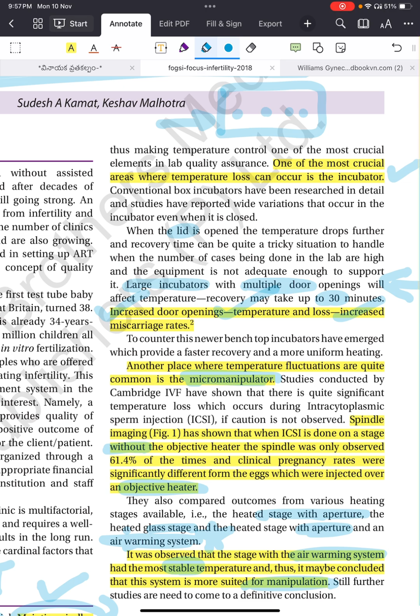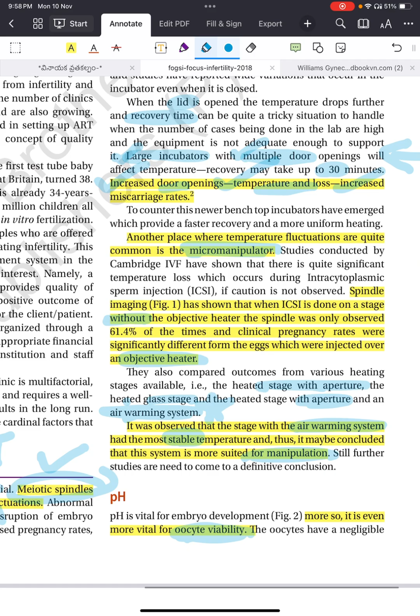So when the lid is open, the temperature takes time to come back to the normal standard temperature. For example, if there is a large incubator with multiple doors, the recovery time takes about 30 minutes. So if there are increased door openings, there is temperature loss and an increased miscarriage rate. That is one point. The second place where temperature fluctuations are quite common is the micromanipulator.